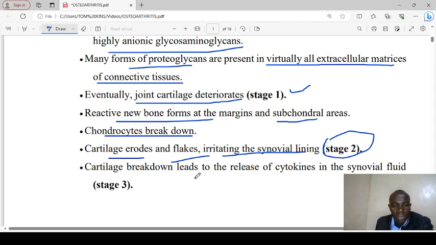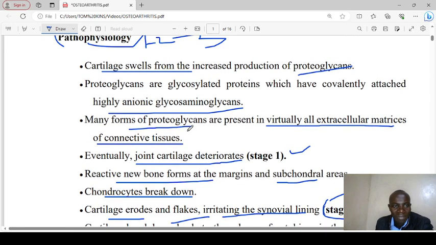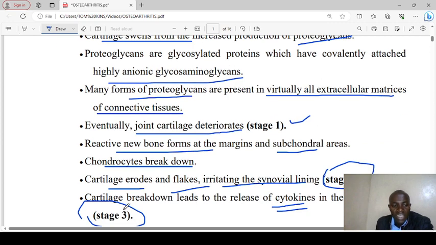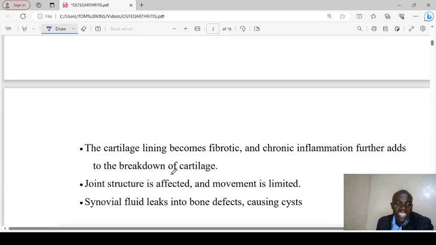So the cartilage breakdown leads to the release of cytokines. And when the cytokines are released in the synovial fluid, it sets in stage 3, where we are now going to have inflammation. But remember, inflammation was never the cause. It was because of the swelling as a result of production of proteoglycans, and then it deteriorating, then being replaced by new bone, and then the chondrocytes breaking down, cartilage eroding and irritating, producing the cytokines in stage 3.